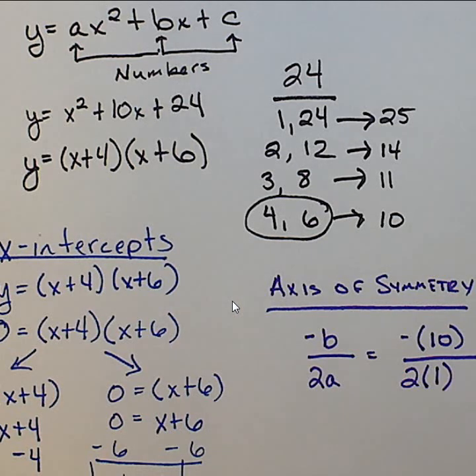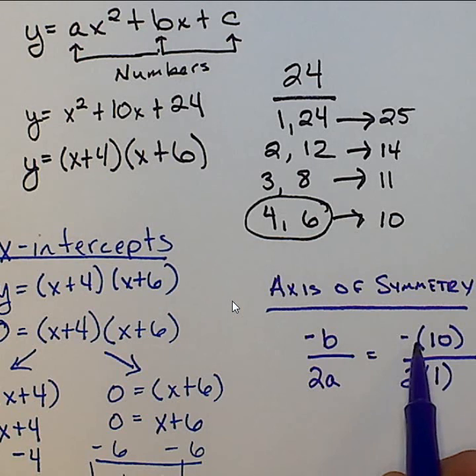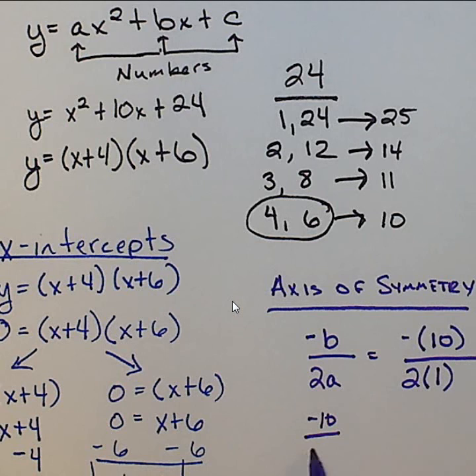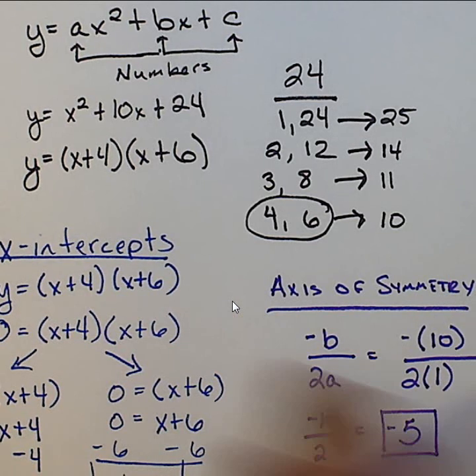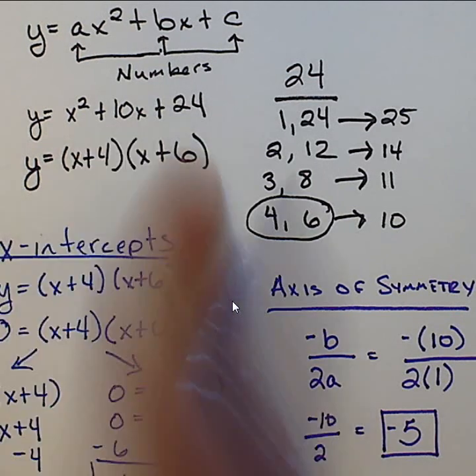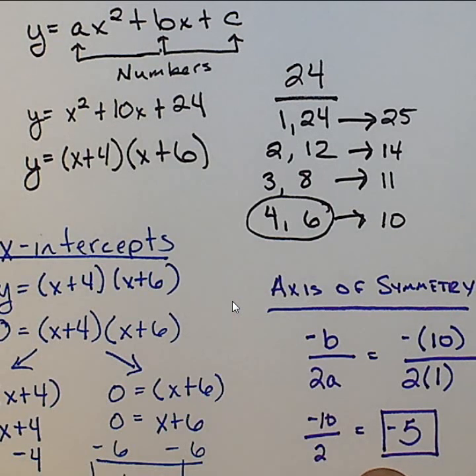So I can make 10 opposite, so it's now negative, and multiply 2 times 1, so this is 2. So I'd end up with negative 10 divided by 2, which is what? Negative 5. So the axis of symmetry for this equation right here is going to be x equals negative 5. Okay?